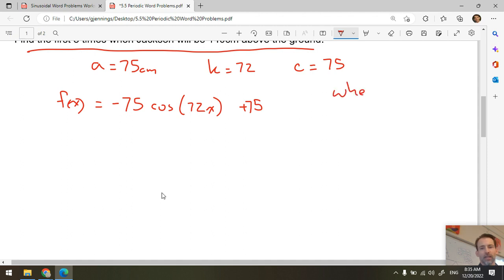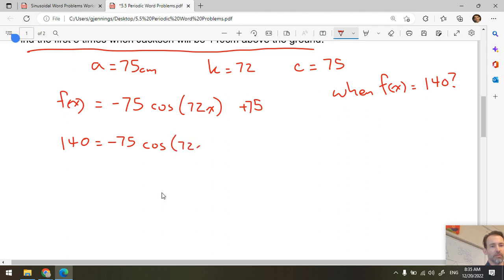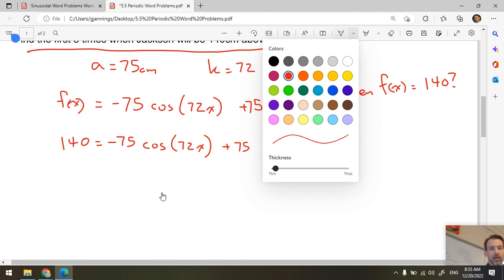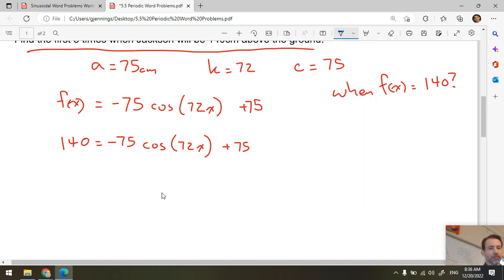We want to know when does f of x equal 140? Let's find out. So what we can do is plug this in. 140 equals negative 75 multiplied by cosine 72 of x, for some value of x. We don't know that yet. Plus 75. Go ahead and get your inverse operations pen out. We're effectively trying to solve for x. So we want to peel away the layers of armor in inverse BEDMAS order. So addition and subtraction goes away first.